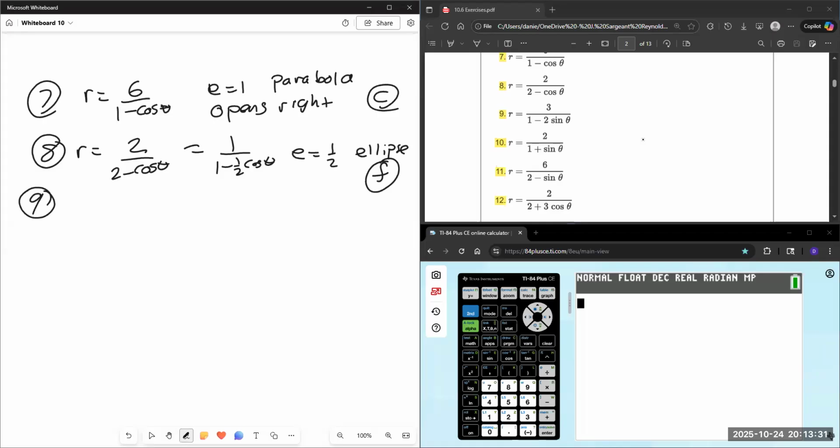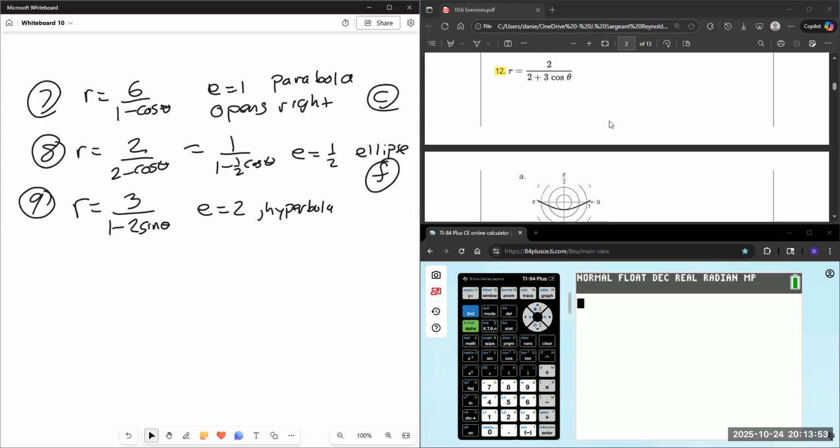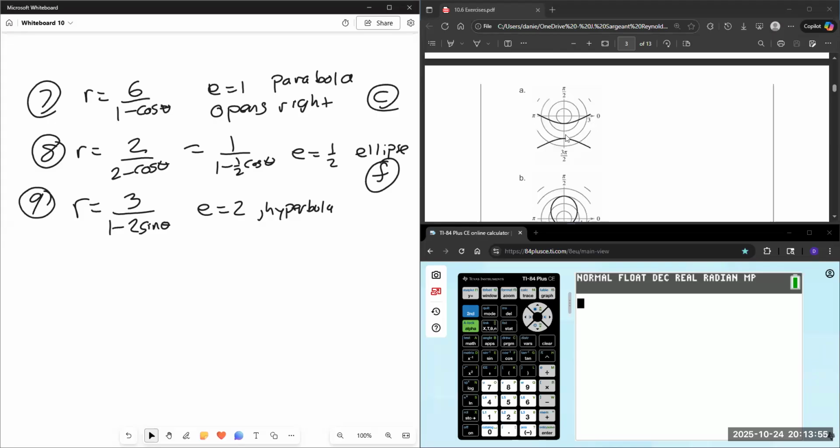So let's go ahead and look at r equals 3 over 1 minus 2 sine theta. So e is equal to 2. This is a hyperbola. Transverse axis is the y-axis here. So let's look for a hyperbola with the transverse axis being the y-axis. That's A.